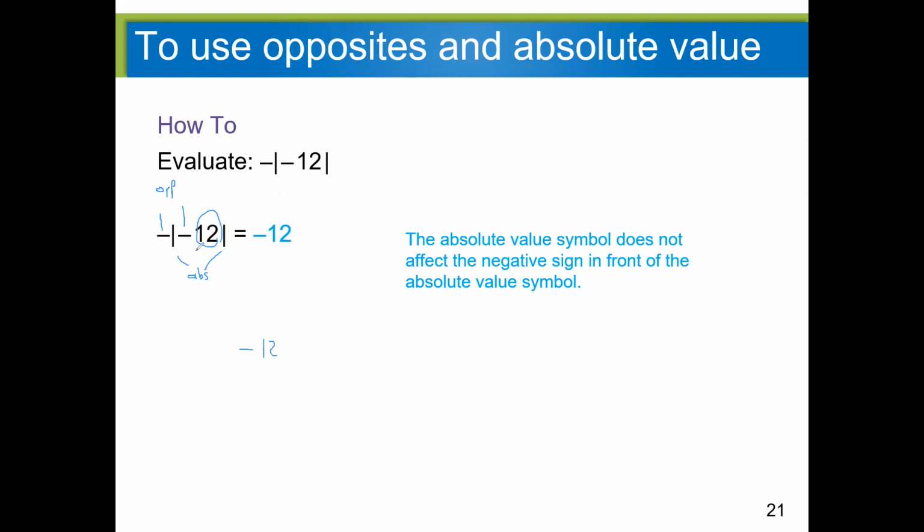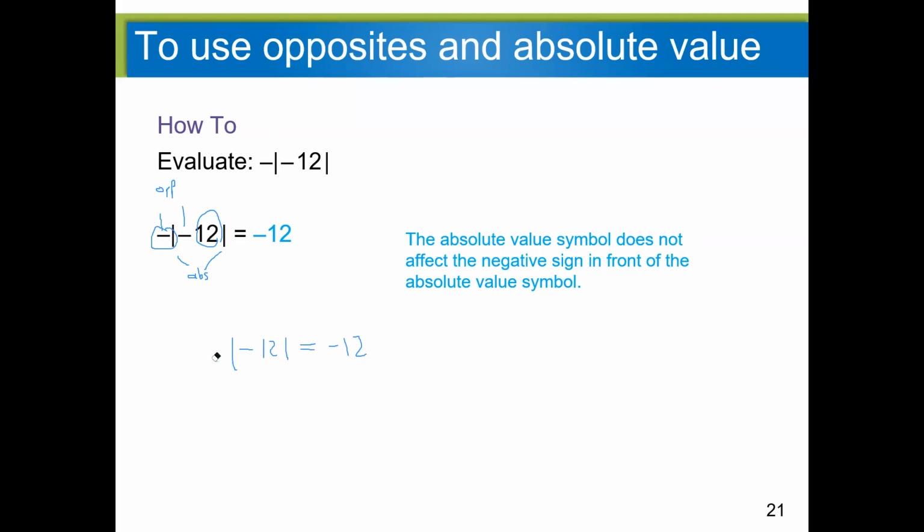Then, expanding out, backing up if you will, we have our absolute value on the outside. What is the absolute value of negative 12? Well, the positive version. Remember, the absolute value of negative 12 is 12. The last thing we have here is another opposite sign out front. What's the opposite of 12? Negative 12. So the negative absolute value of negative 12 is negative 12.